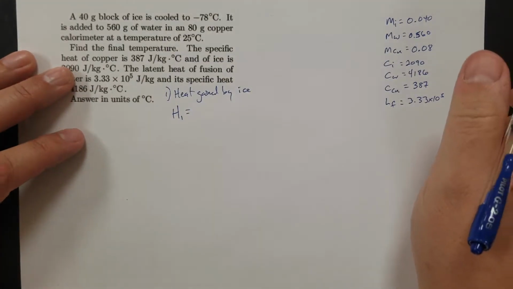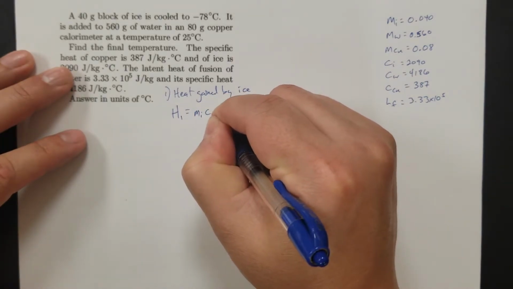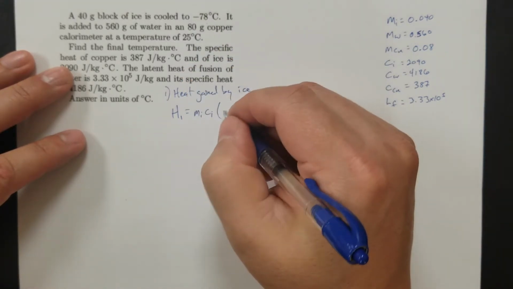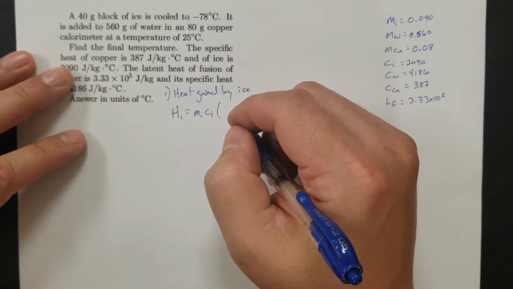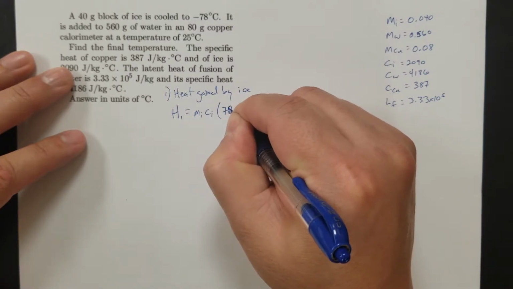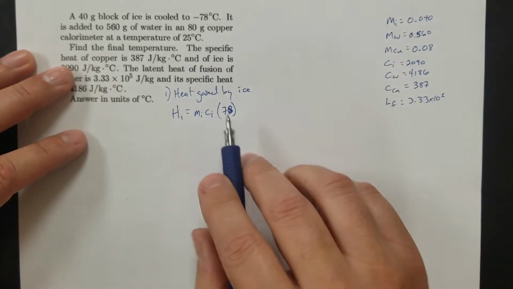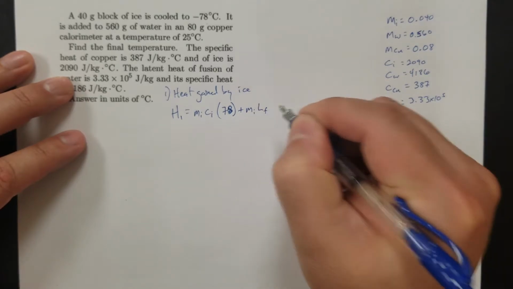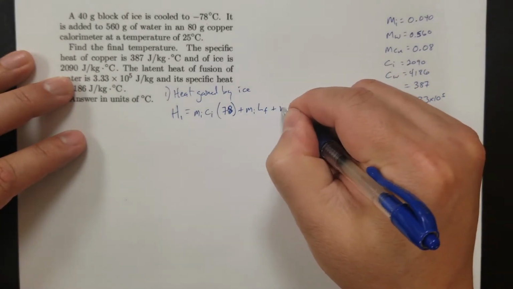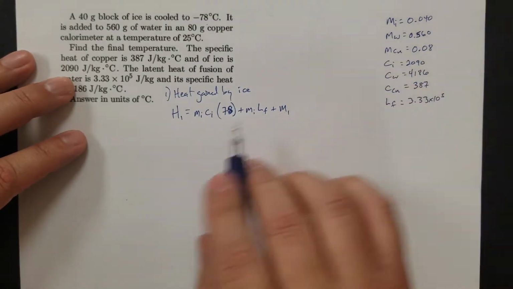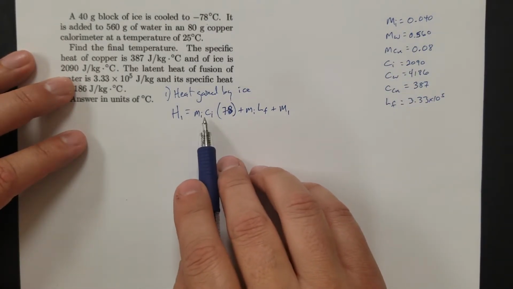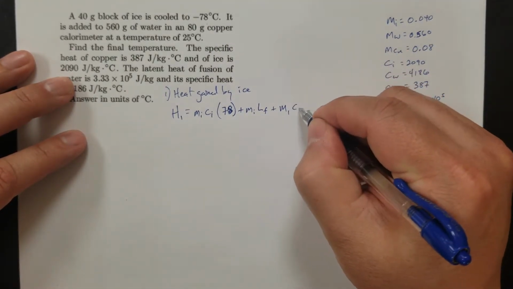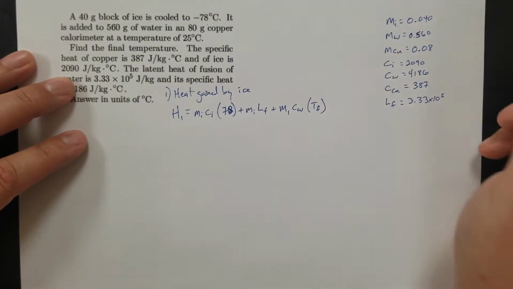So the heat gained by the ice is going to be the mass of the ice times the specific heat of the ice times the change in temperature of the ice. It went from negative 78 to 0, so that's going to be 78. That's my change in temperature. So m c delta T, plus the mass of the ice times the latent heat of fusion, plus the mass of the ice that got melted into water. So the ice had to change temperature from negative 78 to 0, and then you had to melt it, and then you had to heat it up. So that times specific heat of water times TF, which is what I'm trying to solve.